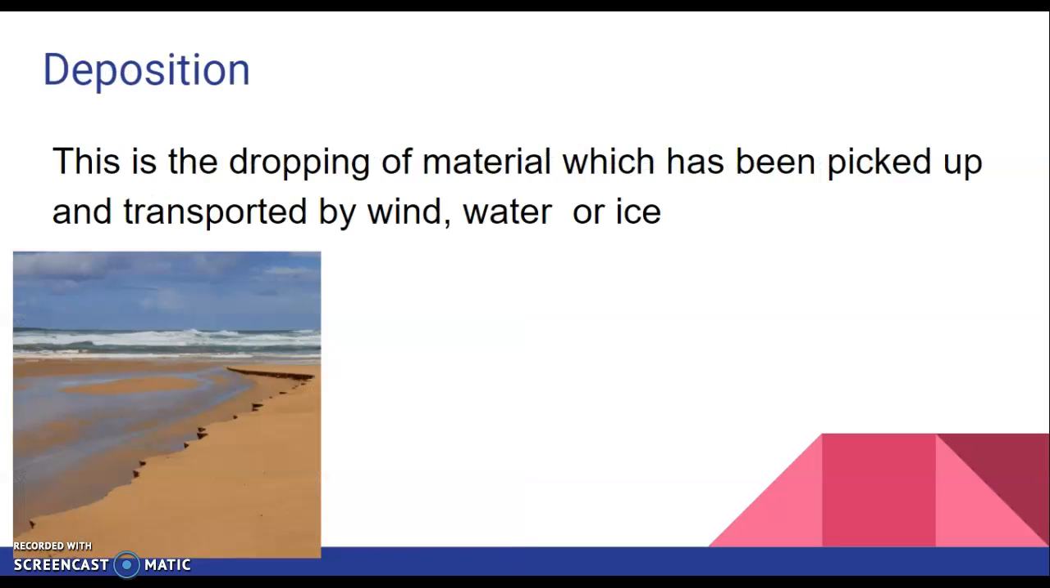Now, if you notice in the picture here, there are sand deposits along the coast. So when we talk about deposition, this refers to the dropping of materials which have been picked up and transported by wind, water, or ice. And in this case, the sea has transported materials such as sand and deposited them here.